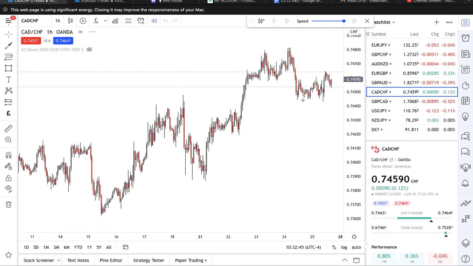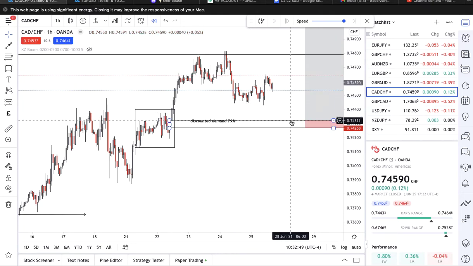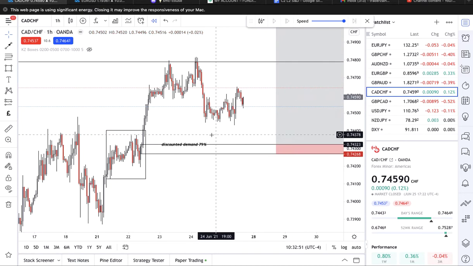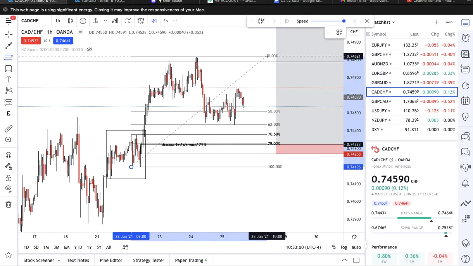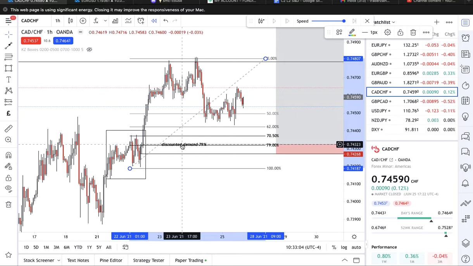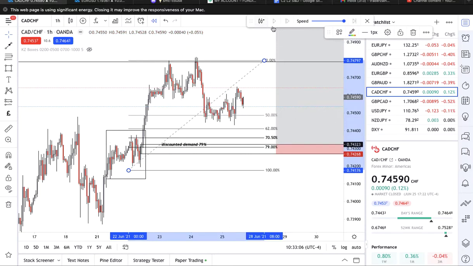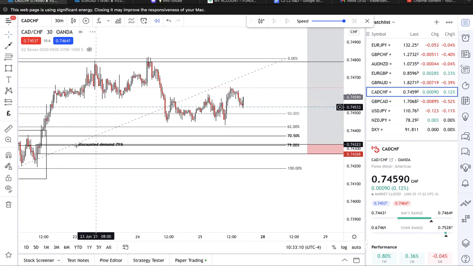CAD CHF, do we have anything for that? No, I didn't take a trade yet, but I'm looking at this setup. Why am I looking at this setup? Simple. We have imbalance. We got that break of structure, right? And if we fib it up from the low to the high, what can we identify? A discounted demand, right?